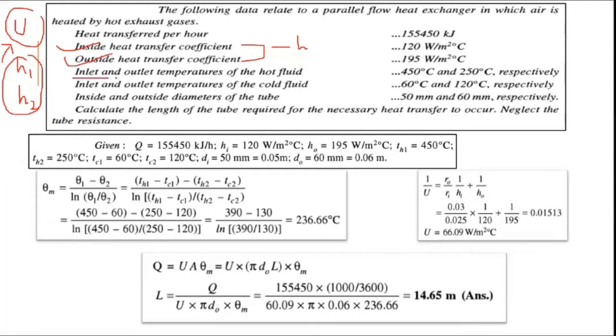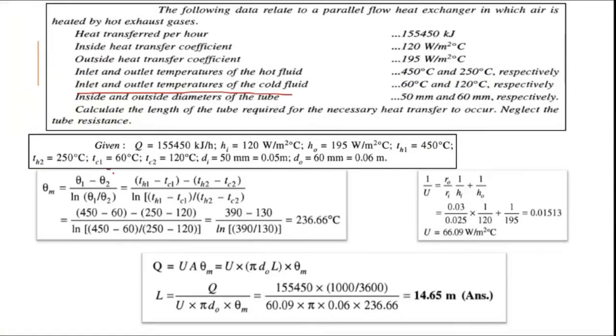They are saying that the inlet and outlet temperatures of the hot fluid, which is the exhaust gas for us, have been given as 450 degrees Celsius and 250 degrees Celsius. So can we say that the TH1 value and the TH2 value have been given? Yes, sir. In the later part of the question, they are giving the inlet and outlet temperatures of the cold fluid. So we have the TC1 value and the TC2 value with us.